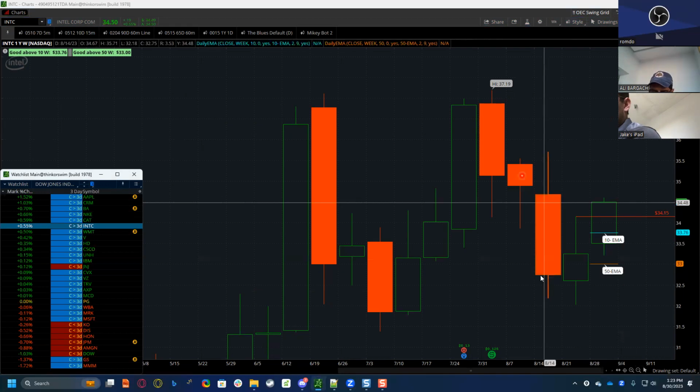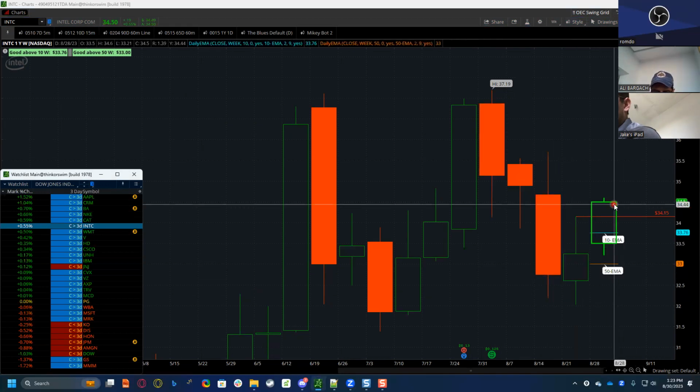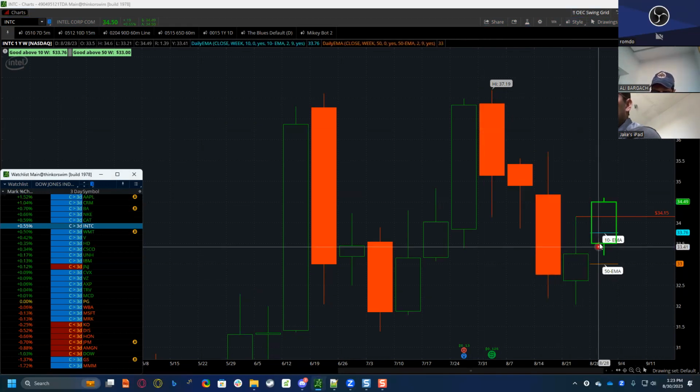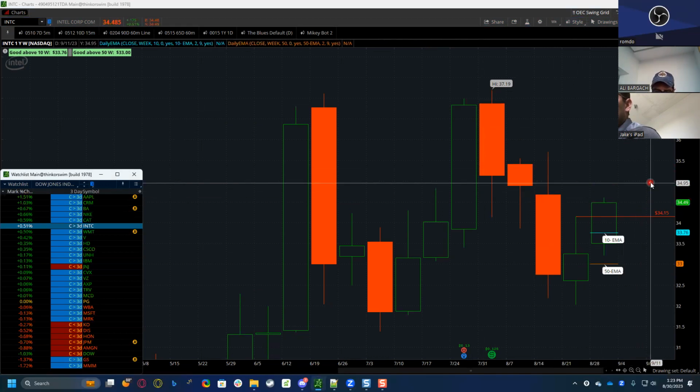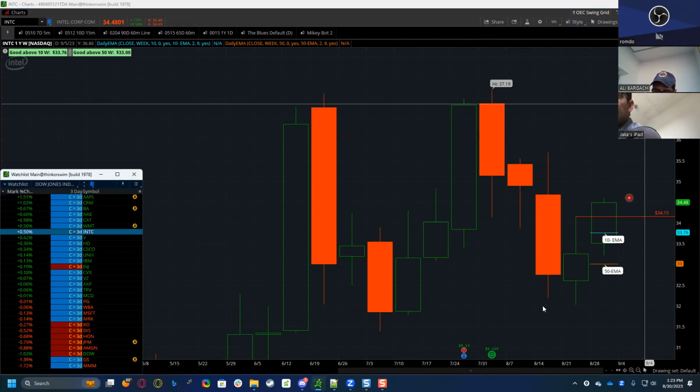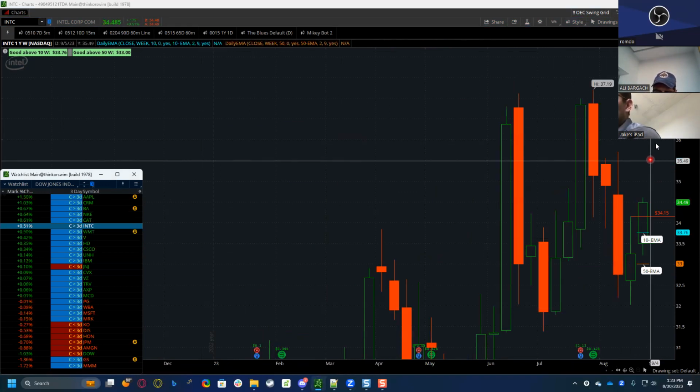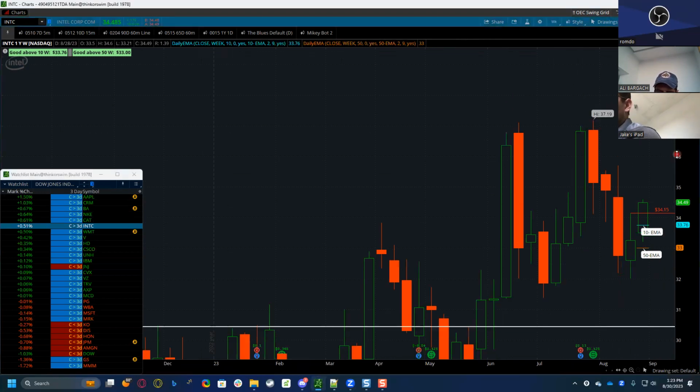All we got right now is that we had a base being built and we've started the breakout, and our targets in this are back to 37 eventually. Let's get to 35 first, then we'll get to 36, and then we'll get to 37. I know that might sound a little simplistic, but that's the progression.